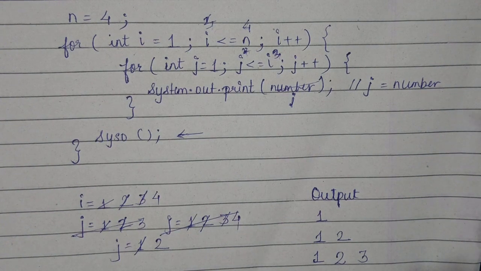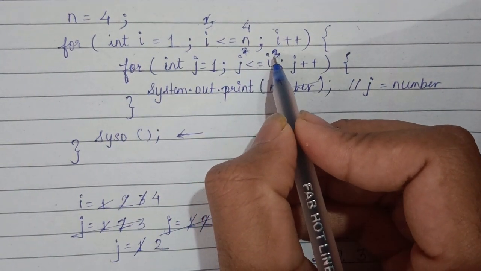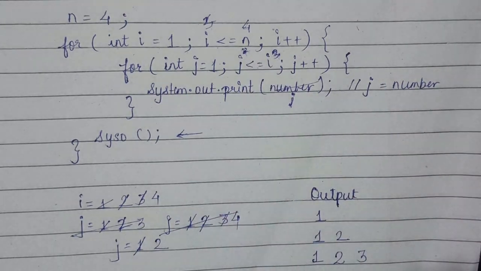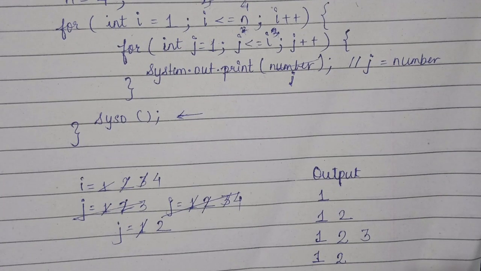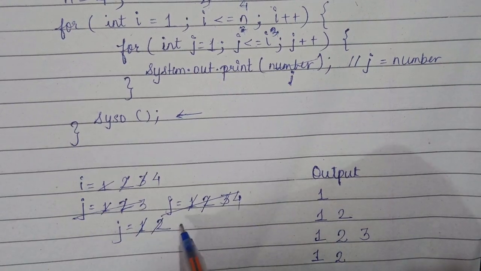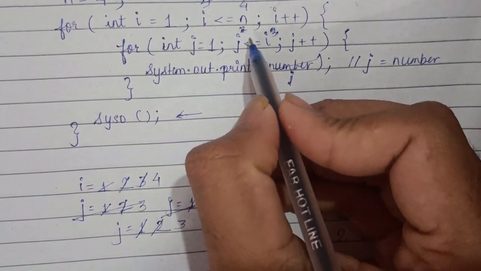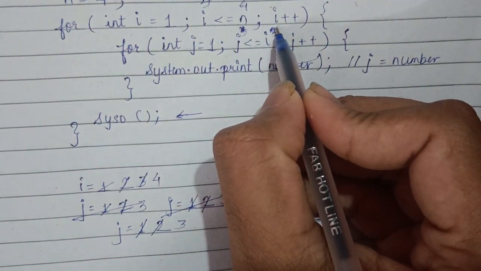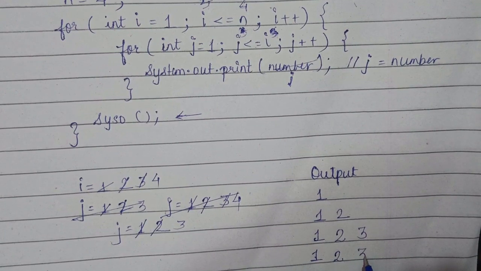Then it will check the condition: is j less than or equal to 4? The condition is true, so it will print 2 here. j's value gets updated. Now j's value is 3 here. Now it will check the condition: is 3 less than or equal to 4? The condition is true. Then it will print 3.